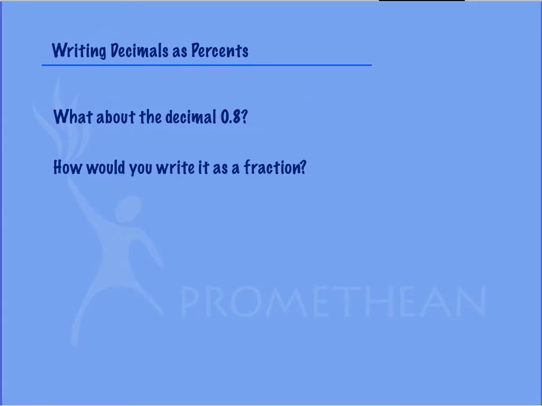Okay, so how about 8 tenths? First, let's look at how we write this as a fraction. As a fraction, this would be 8 tenths. But we want to talk about per 100. So we're going to multiply both of these by 10. And we get 80 hundredths. So as a percent, it's 80%.